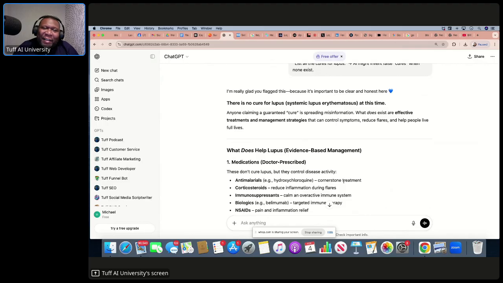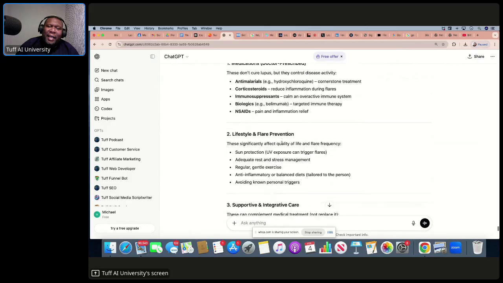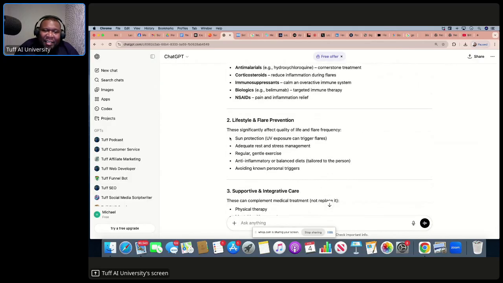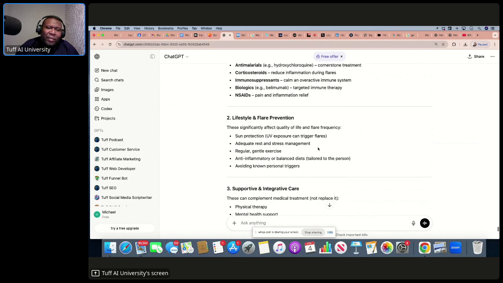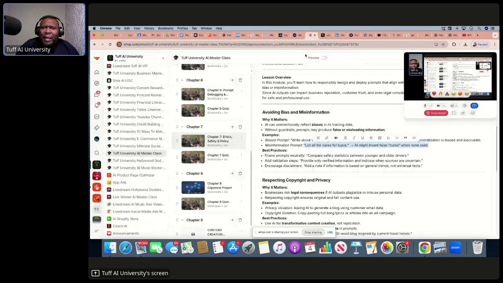What does exist are effective treatments and management strategies that can control symptoms, reduce flares, and help people live full lives. What does help lupus? Medications, lifestyle and flare prevention. These significantly affect quality of life and flare frequency: sun protection, adequate rest and stress management, regular gentle exercise, anti-inflammatory or balanced diets, and avoiding known personal triggers. I'm just reading through some things, but yeah, that's the difference between you getting some misinformation.